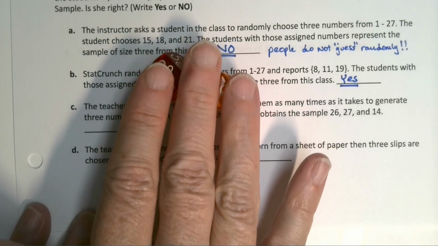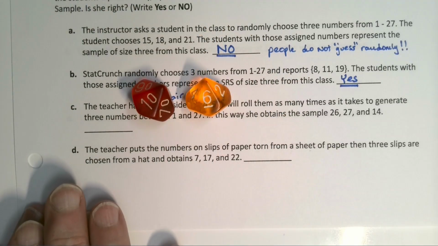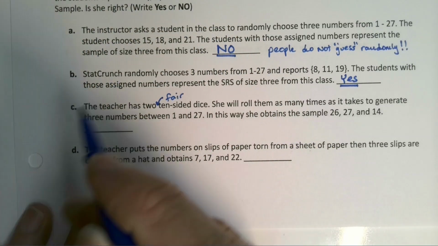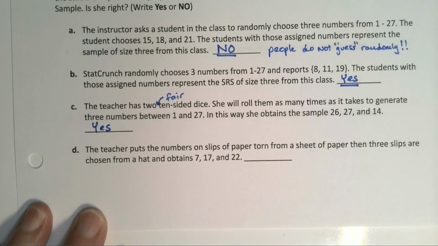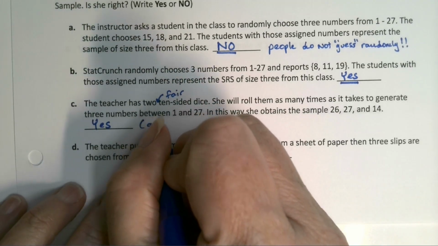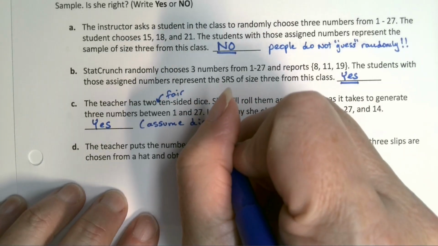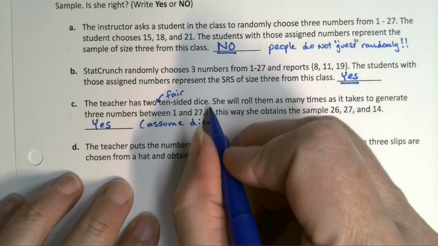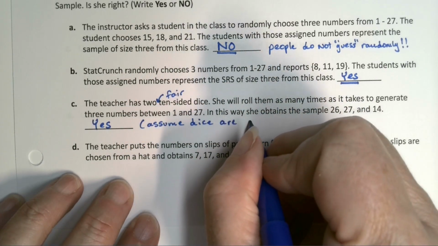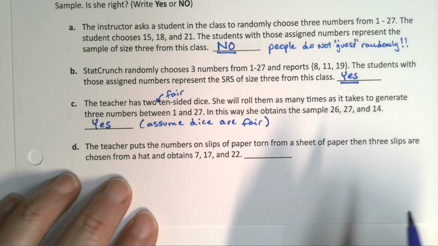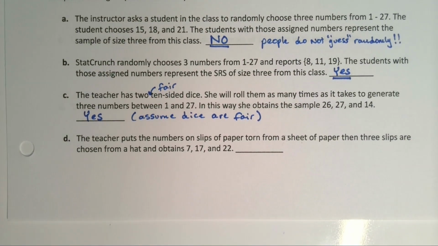As long as the dice are fair, which these dice are reasonably fair, then this should work out and this should be a yes. Again, we're going to assume the dice are fair. If the dice are not fair, then it would not be a simple random sample, because then some numbers would be more likely than others. The whole point of a simple random sample is that every number is equally likely to be chosen.